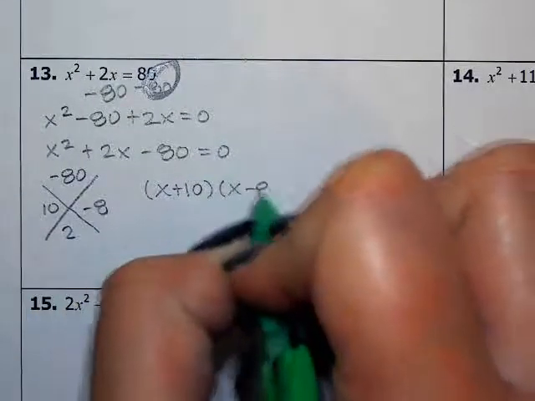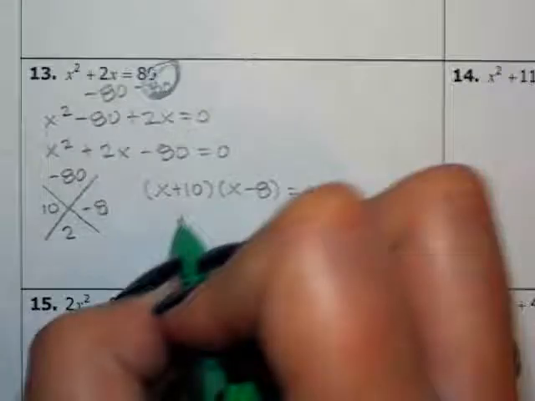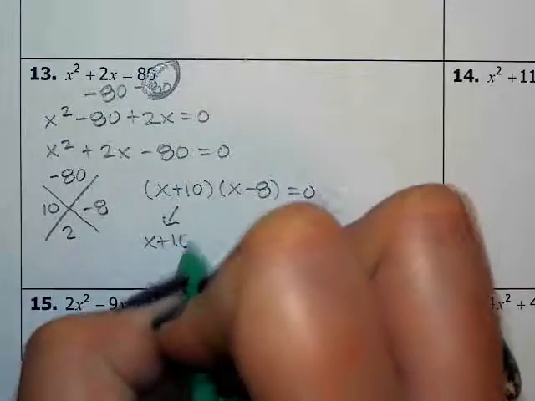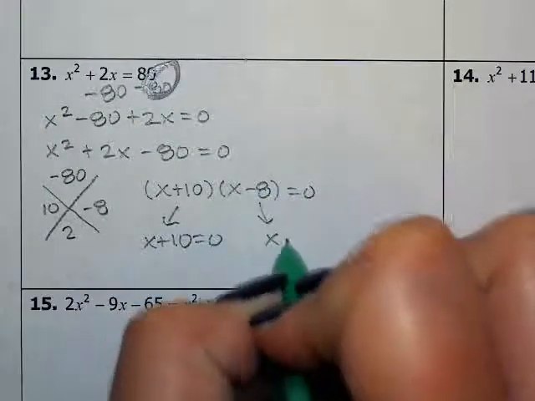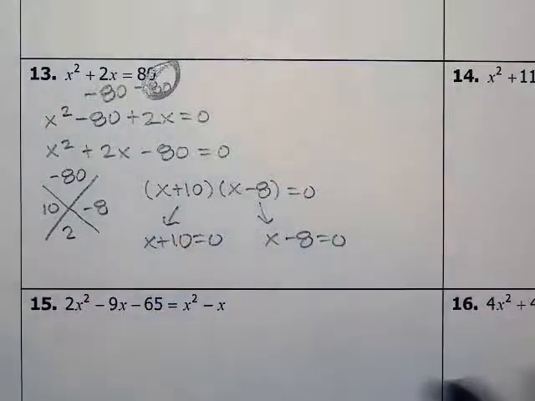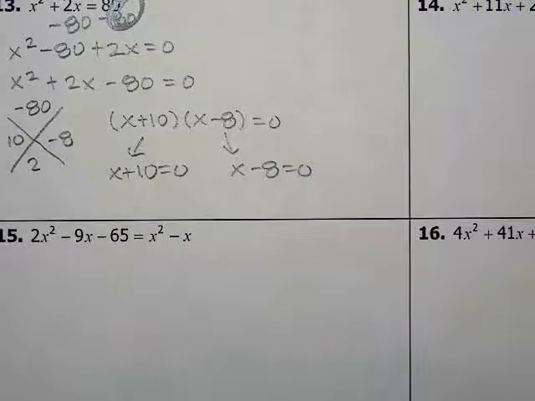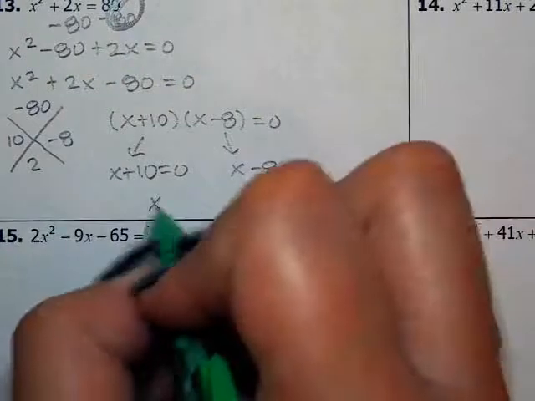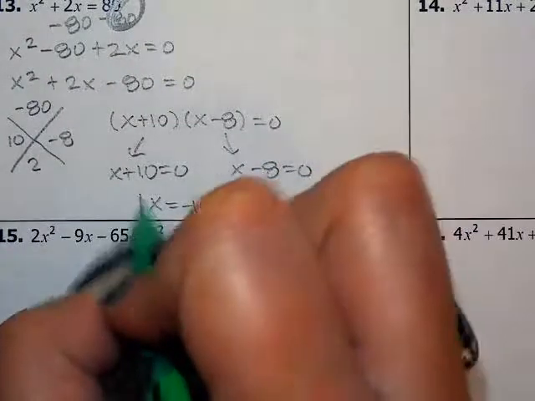Okay, so then we've got x plus 10 equals 0, x minus 8 equals 0, x equals negative 10, x equals 8.